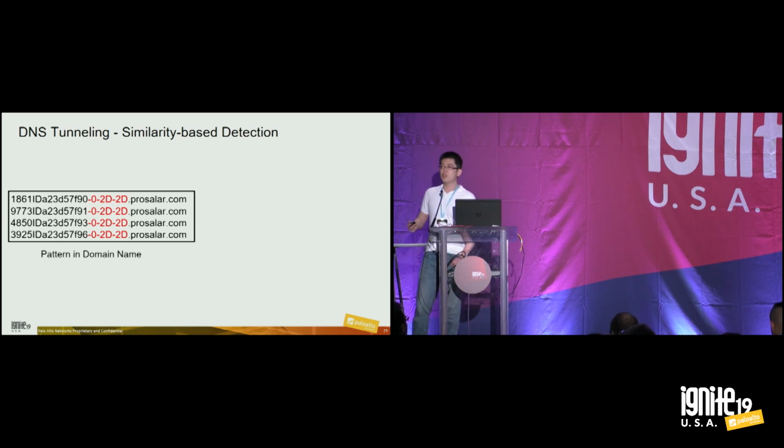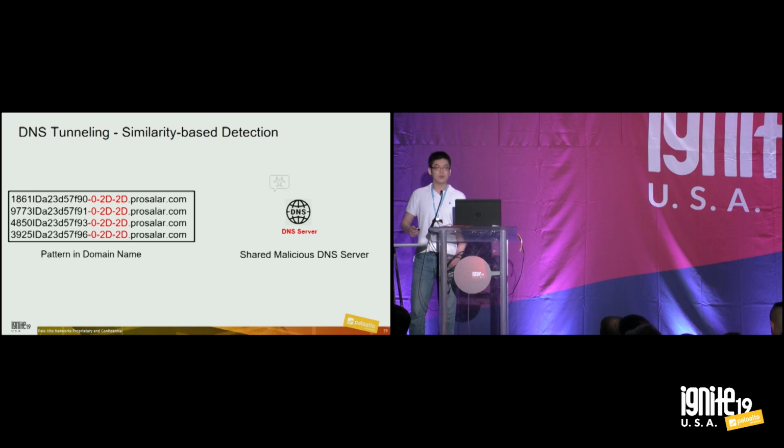The first component looks for patterns in the domain names. We find that some of the DNS tunneling malware and tools usually have hard-coded information in the messages. And also, although attackers can use many different domains for DNS tunneling, they usually share the same infrastructure. For example, they can use the same authoritative DNS server, especially in terms of IP address.